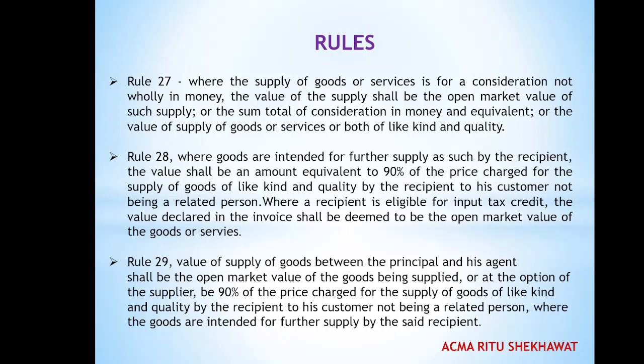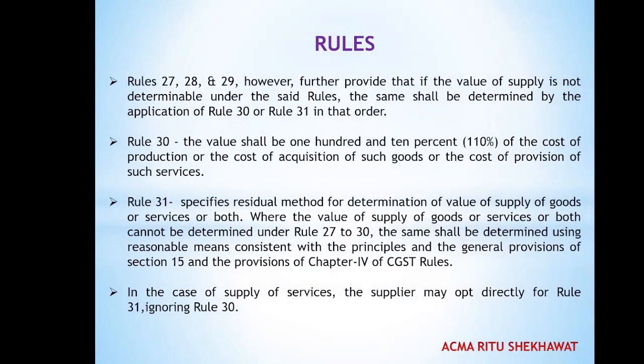Now, rules 27, 28, 29 are where the value of supply is determinable. Where it is not determinable, the rules applicable are rule 30 and 31. Now the rules which we are dealing with in GST law with respect to the cost accounting standard will be rule 30 and 31 of GST law. They say that if the supply of goods and services is not determinable by any other rule, then you can apply rule 30 and 31.